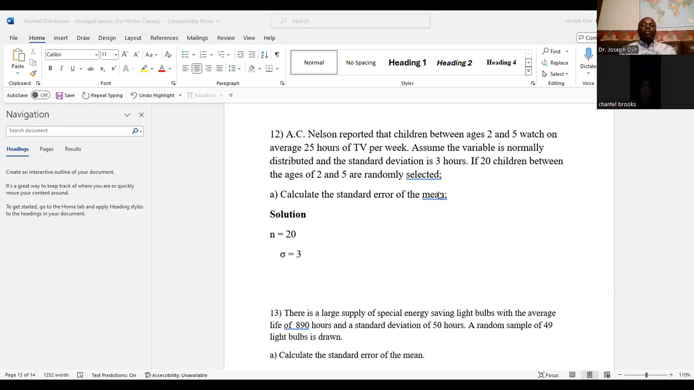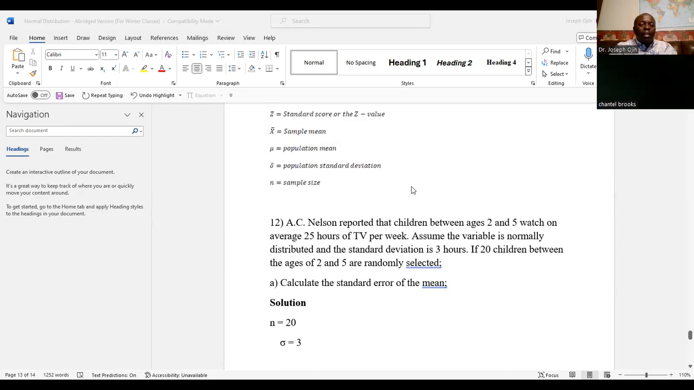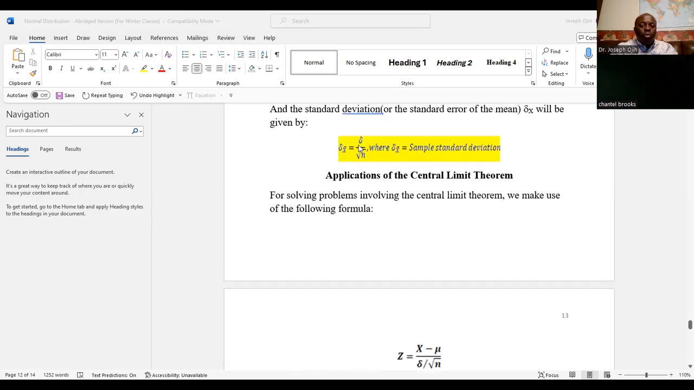So AC Nielsen reported that children aged 2 to 5 watch on average 25 hours of TV per week. Assume that the variable is normally distributed and that the standard deviation is 3 hours. If 20 children between the ages of 2 and 5 are randomly selected, calculate the standard error of the mean. So remember I said the formula is this one.